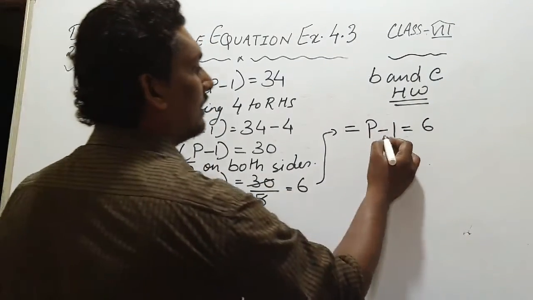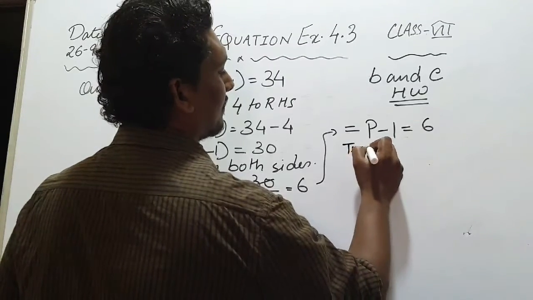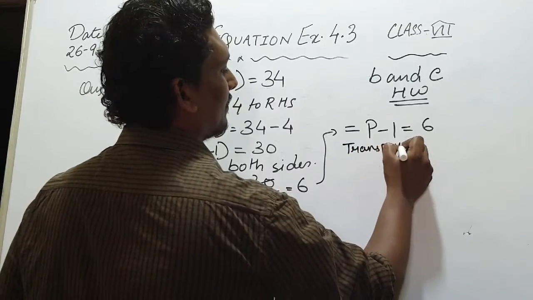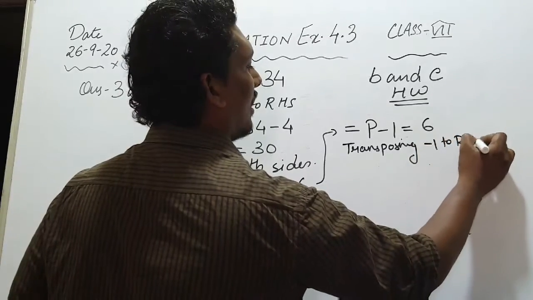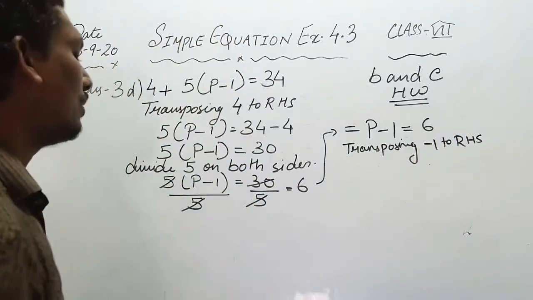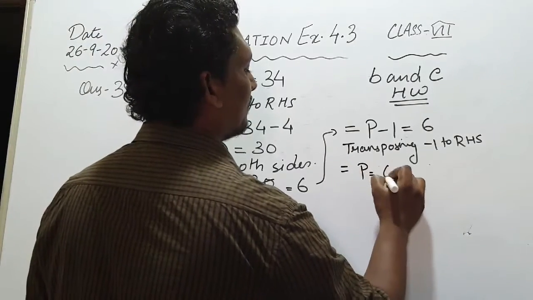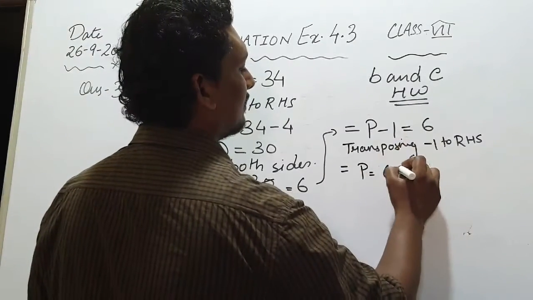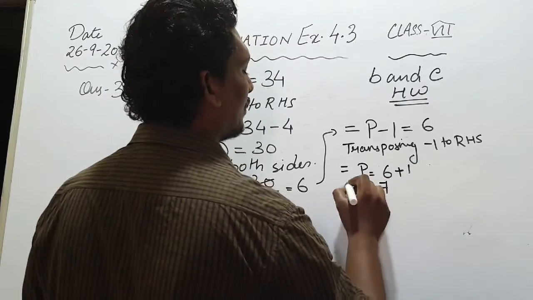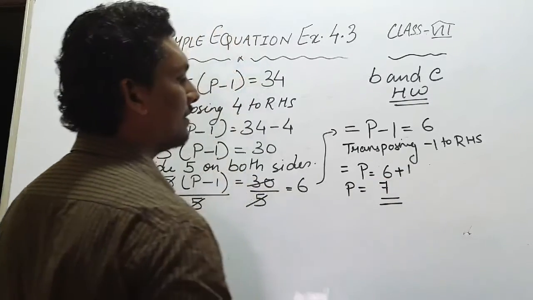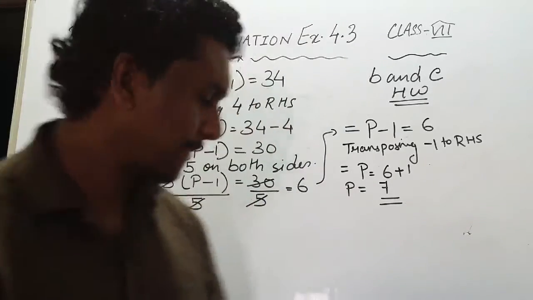Now we are going to shift this minus 1 to RHS. Transposing minus 1 to RHS, what does it become? p is equal to 6 plus 1, that is 7. So p is equal to 7. This is the solution for this question. Just go through it.